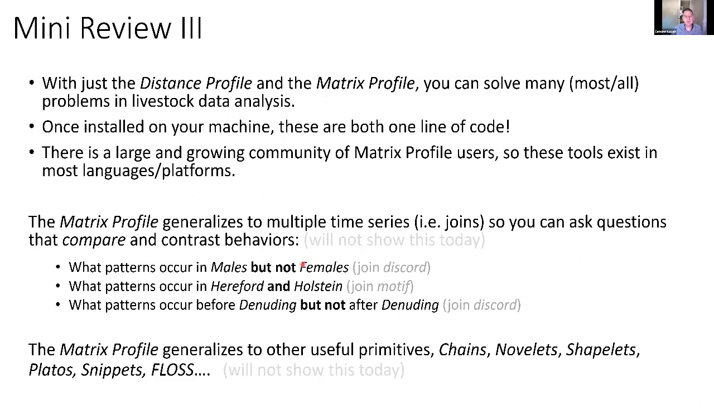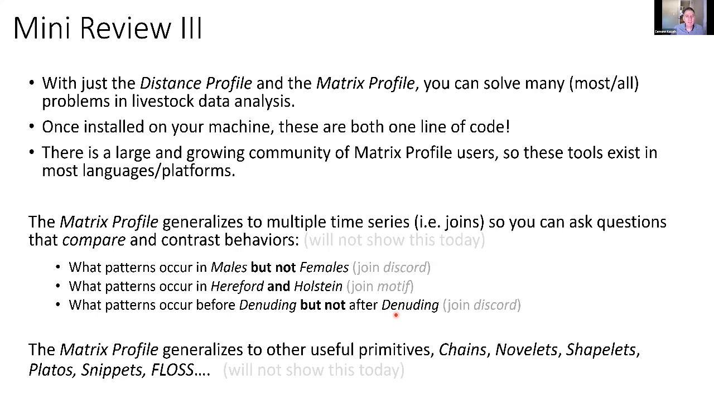Those questions in English could be things like, what patterns occur in males but not females? Or what patterns occur in both Hereford and Holstein cows? Or in time, what patterns occur before the Newton but not after the Newton? And so on and so forth.